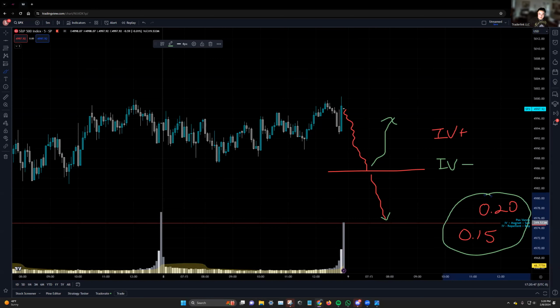When the option delta is 0.2 is when dealers should be hedging, if it's got significant exposure. Yeah, absolutely dials in.